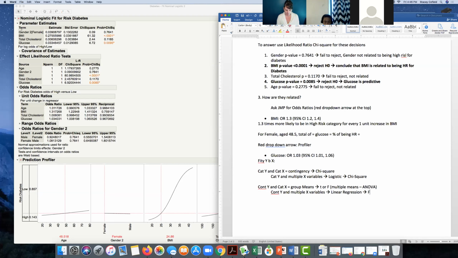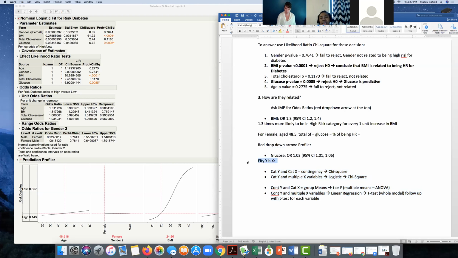The whole model is an F test. That's our, is this model useful or not? And that's followed up with a t-test for each variable. Logistic is all chi-square. Is that what you meant? Yes. Okay. Thank you. Absolutely.